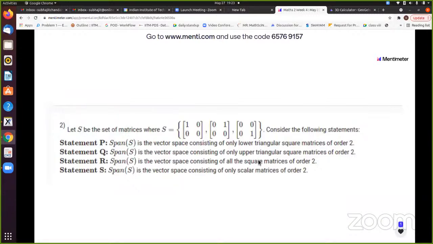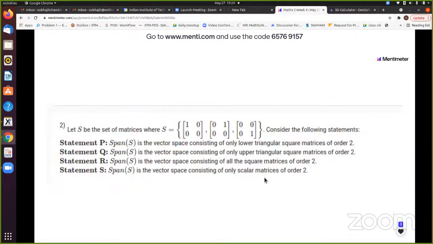Okay. So the span of this S is upper triangular. The span of S is consisting of all the square matrices. The span of S is consisting of all scalar matrices. What is a scalar matrix? The last statement. Except the principal diagonal, all the elements are 0, and the principal diagonal elements must be the same. Exactly. Correct.